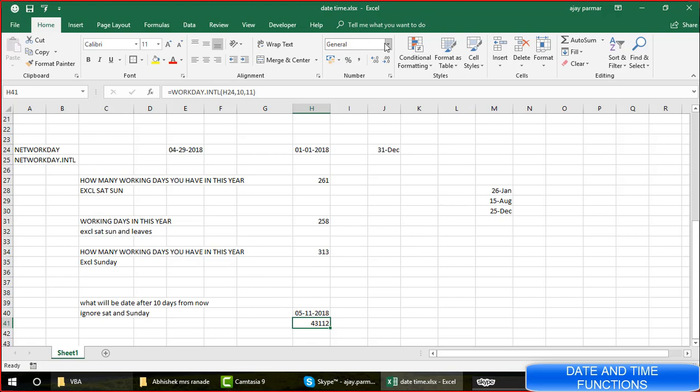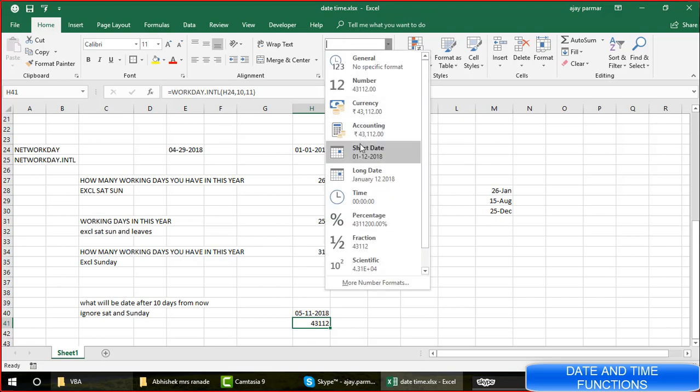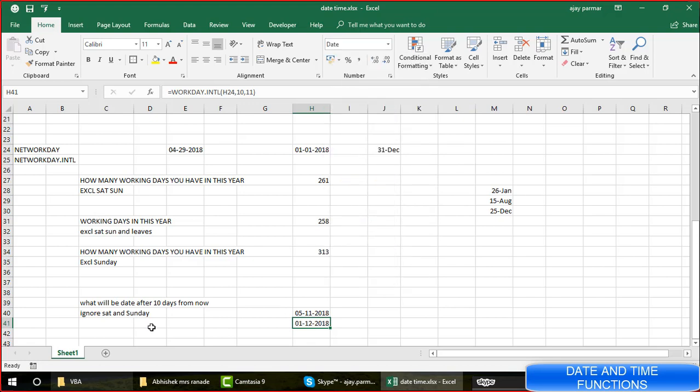So this date, let's go and format this. So these are some of the very, very important functions which you should know. WORKDAY and then WORKDAY.INTL, right?